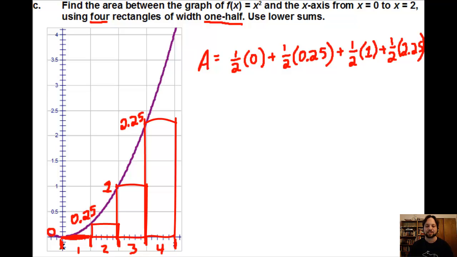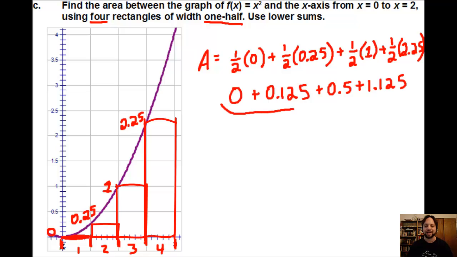Now, if I go ahead and add all these up, of course, what am I going to have? 0 for the first one. The second rectangle has an area of 0.125. The third rectangle has an area of 0.5. And the fourth and final rectangle looks like it has an area of 1.125. So if I add all of those rectangles up, what I'm going to find is that my lower sum approximation of the area under the curve y equals x squared from 0 up to 2, the lower sum approximation is 1.75.